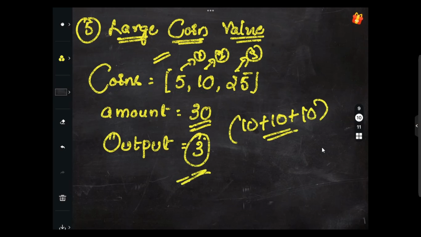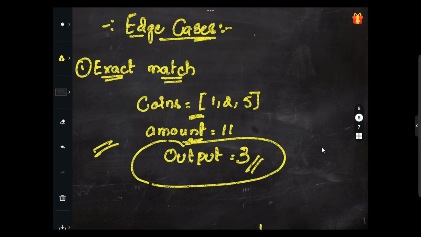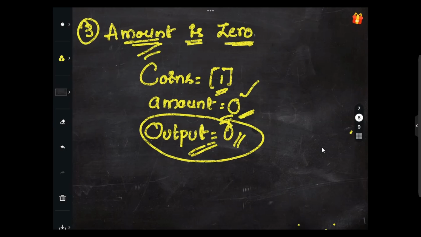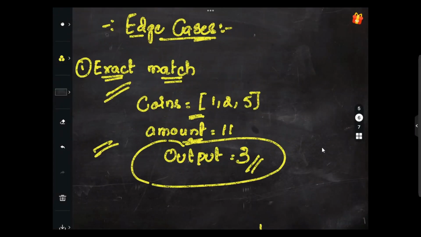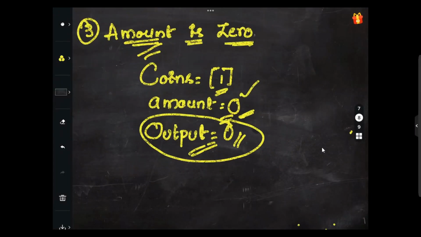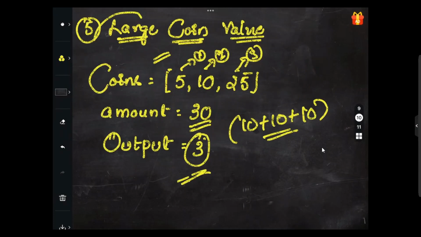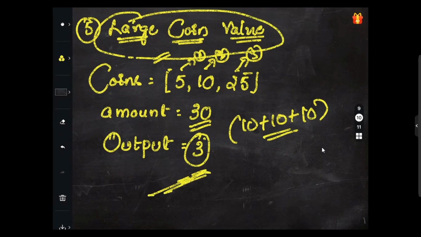I hope all the edge cases are clear, right? Now let's start writing the code. So before writing the code, what are all the edge cases that we considered here? Exact match, first one. Second one, no possible combination. Third one, amount is 0. Fourth one, single coin case, and the fifth one is finally large coin value. So I hope these edge cases are clear. So now let's start writing the code.